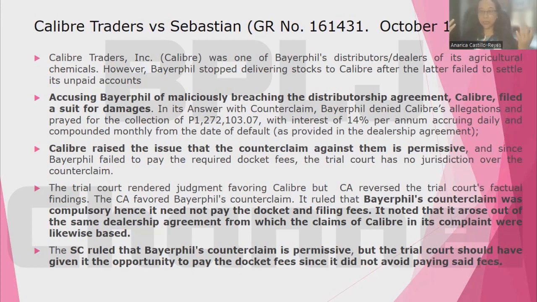Calibre raised the issue that it is a permissive counterclaim because it did not arise out of the main cause of action, which is one for damages. The Supreme Court said that Bayerfield's counterclaim was compulsory, hence it need not pay the docket fees. It noted that it arose out of the same dealership agreement. That was the trial court's ruling. However, the Supreme Court ruled that Bayerfield's counterclaim is permissive, but the trial court should have given it the opportunity to pay the docket fees.